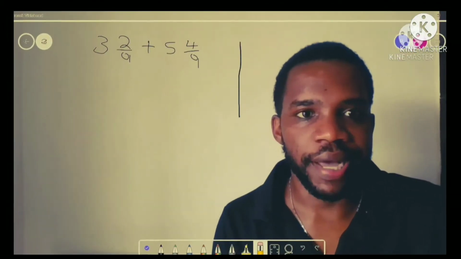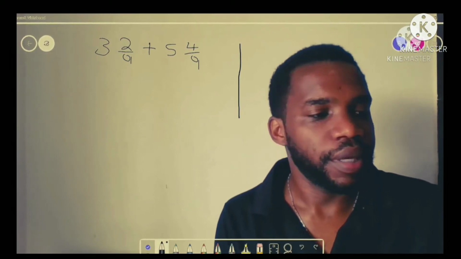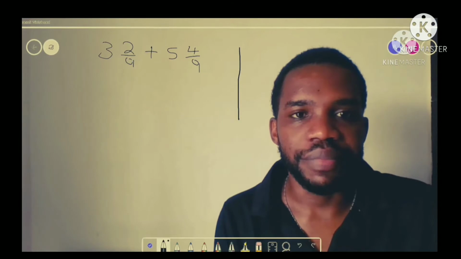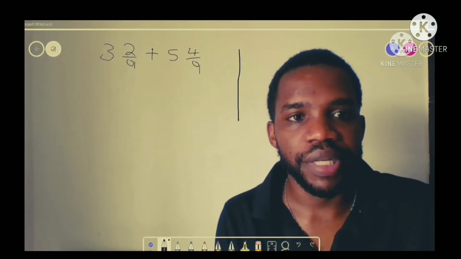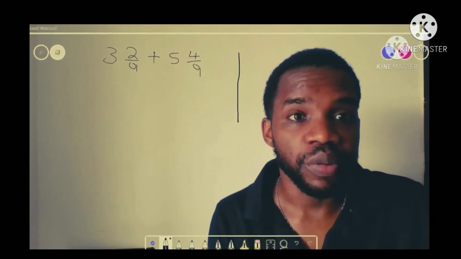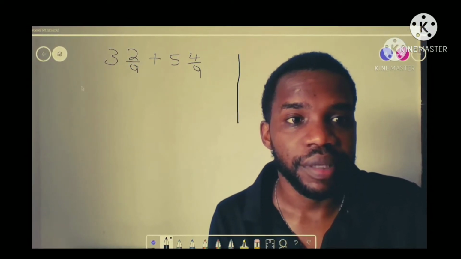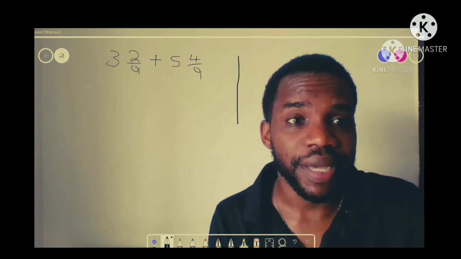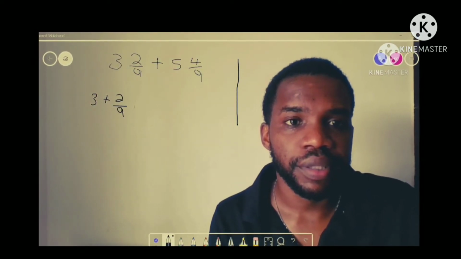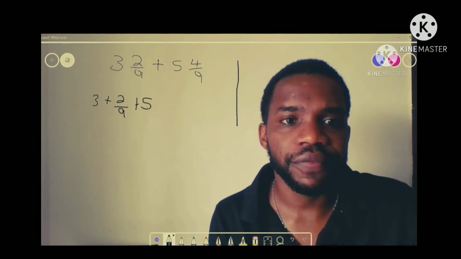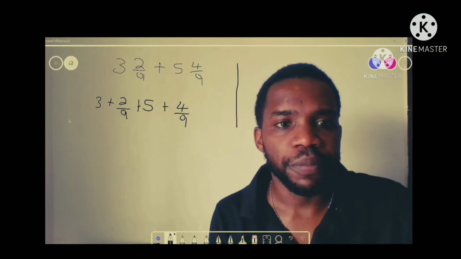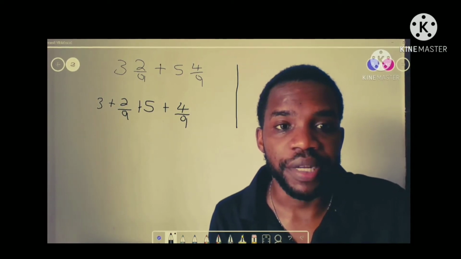Alright, let us say that we have 3 and 2 ninths added to 5 and 4 ninths. So we have what are called mixed fractions, which is a combination of a whole number and a proper fraction. Now, with the properties of addition, we can actually write this as 3 plus 2 ninths plus 5 plus 4 ninths.